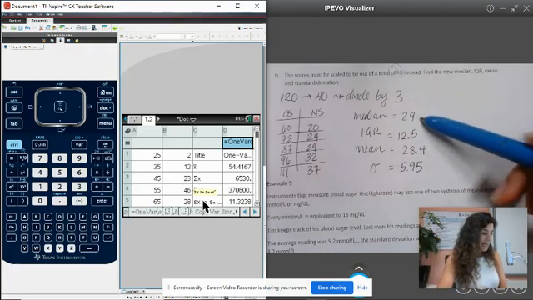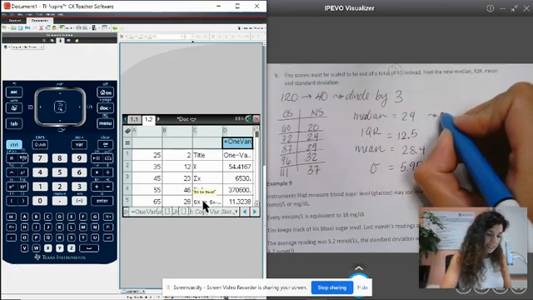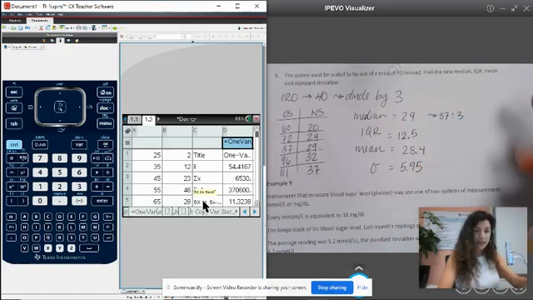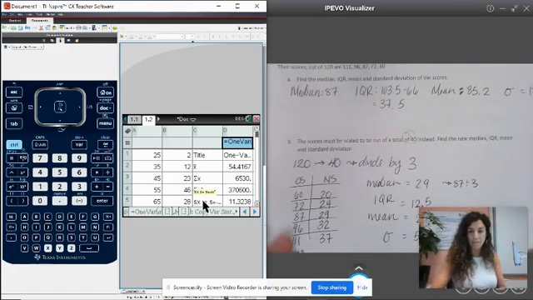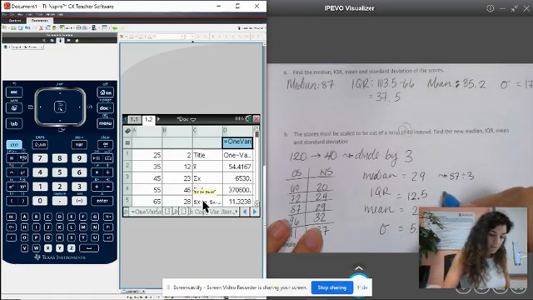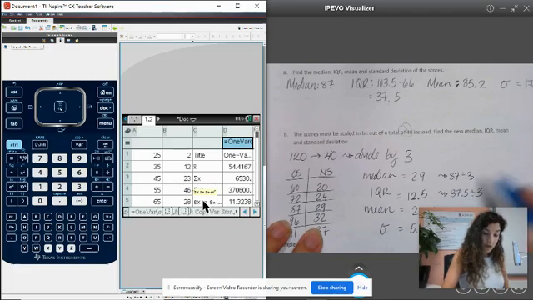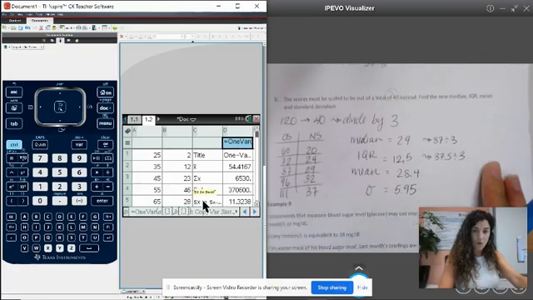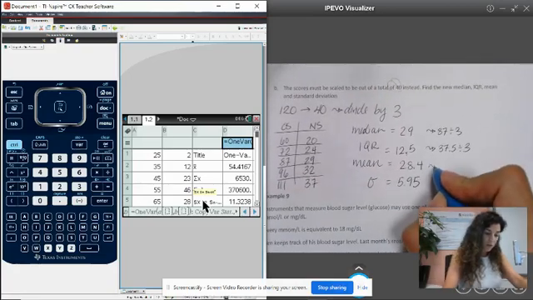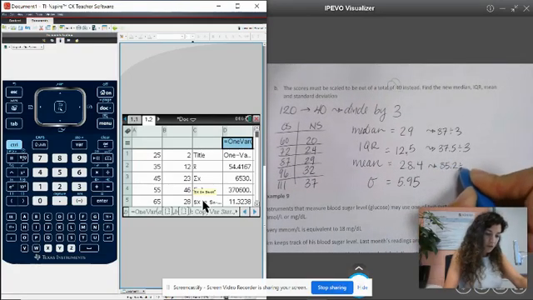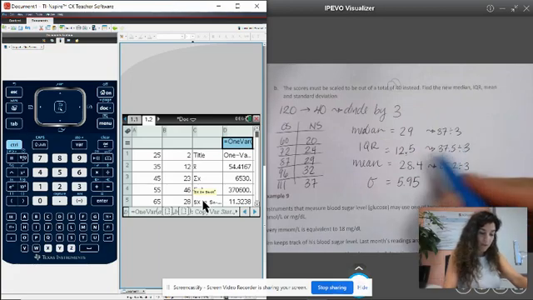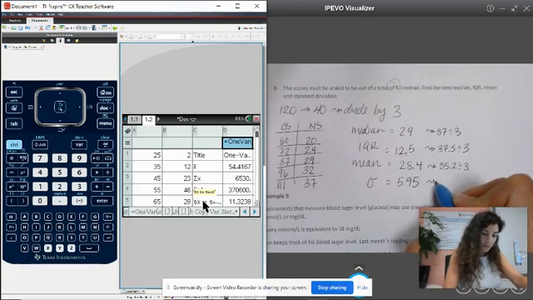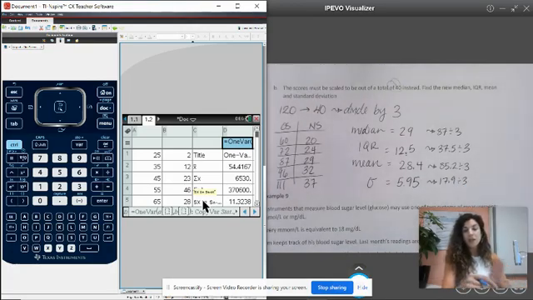I want you to notice a few things. 29 times 3 is 87. 87 was our original median. 12.5 times 3 is 37.5. So 37.5 divided by 3 gave us our new interquartile range. Our first mean was 85.2. If you divide that by 3, it is 28.4. And same with your standard deviation. 17.9 divided by 3 is 5.95.